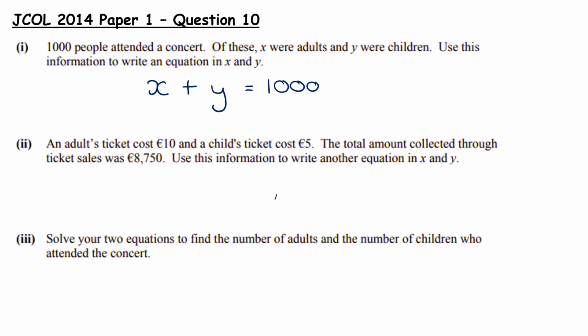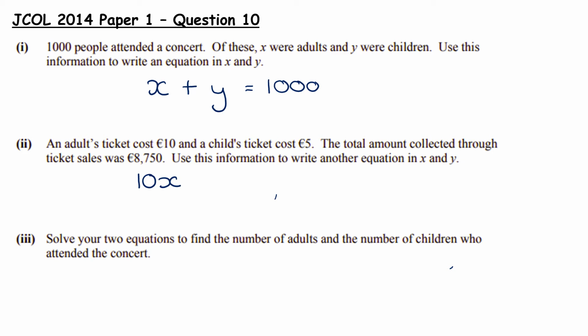Part 2: an adult's ticket costs €10 and a child's ticket costs €5. The total amount collected through ticket sales is 8,750. Use this information to write another equation in x and y. Okay, so we know that there were x adults and each adult paid €10. So we're going to multiply 10 by x to figure out the total amount that was gotten from adult tickets. 10 by x is 10x.